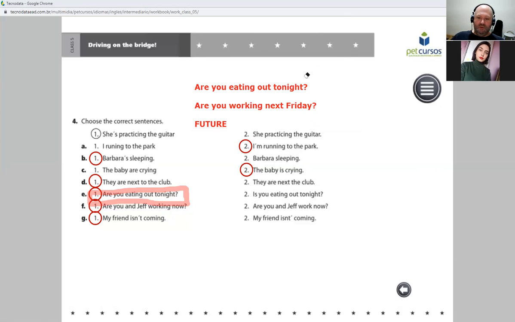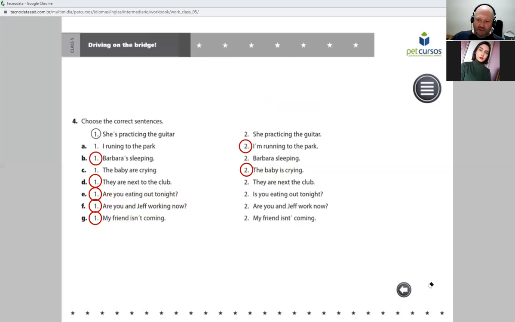Então, quando você colocar um tempo futuro, if you put a future time in the end of a sentence, you are making a future sentence, okay? Okay, very good. This is the end of our homework correction.